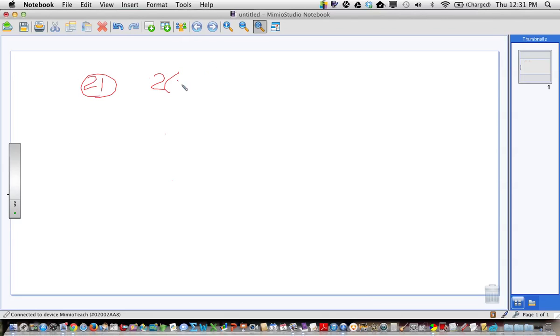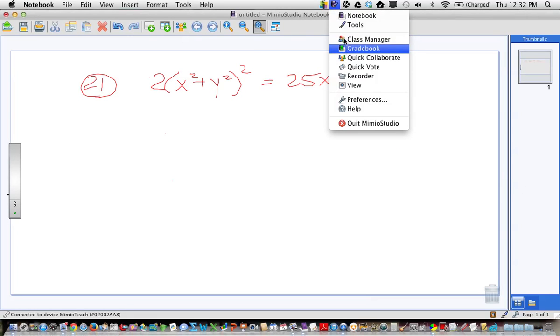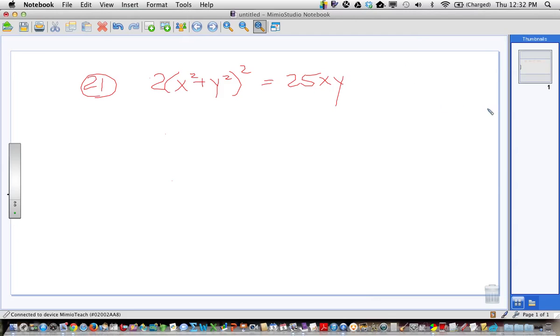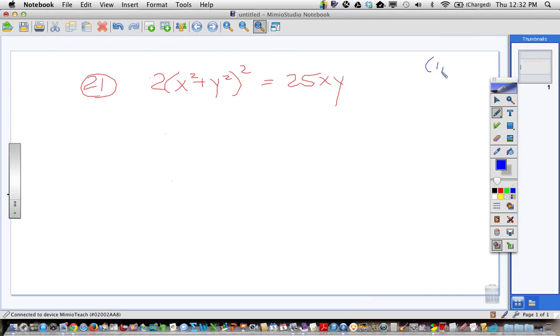2x squared plus y squared equals 25xy. When you go to do this one, I just want to go through the first step here with you. What they were looking for here was the equation of the tangent line. So all we need is a point and a slope. Now they gave us the point. They told us the point was (1, 2). And now all we need is a slope.